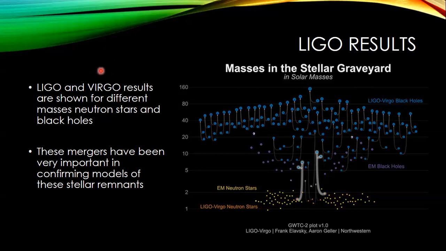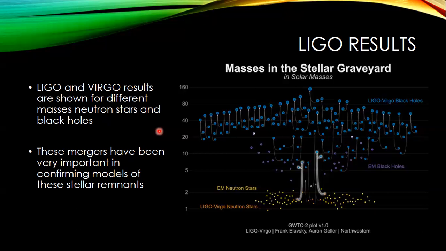There's also another observatory known as Virgo, and Virgo is located in France. And by using the three observatories, if the signal is strong enough, we can actually triangulate the position of the event, and that allows us to determine where it took place.